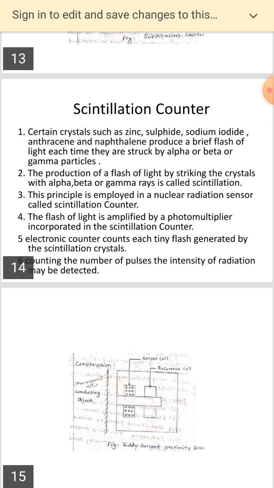Now every time a radiation strikes the scintillation crystals, a tiny flash of light is produced. The flash of light is amplified by a photomultiplier incorporated in the scintillation counter. Thus each particle produces a pulse of anode current at the output of the photomultiplier. The output of the photomultiplier is applied to a high-speed electronic counter which counts each tiny flash generated by the scintillation crystals. Thus, by counting the number of pulses in a given period of time, the intensity of radiation may be detected.